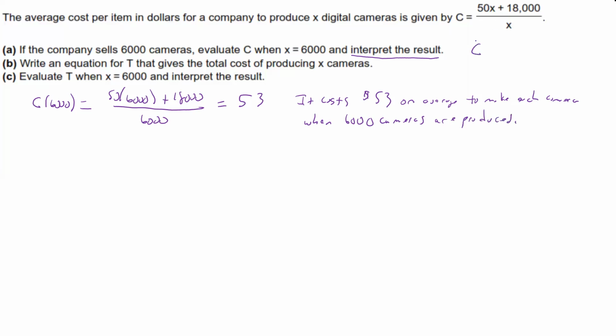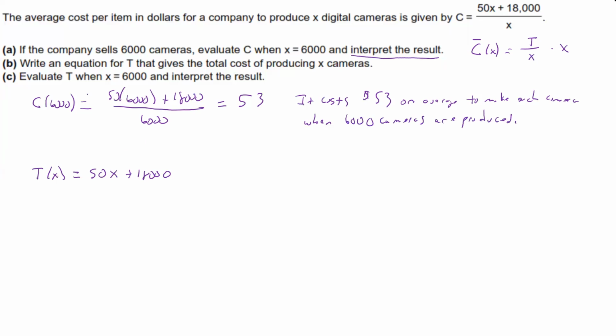Now remember, what is C bar? That's usually how we would write it. We call it C bar of X, and so that's basically your total divided by the number, so the total divided by your X. Okay, so that is going to help us on the next question, which says write an equation T that gives the total cost of producing X cameras. Well, if this is the average cost, if we multiply by X, that gives us the total cost. And so basically our T of X is just our top part, 50X plus 18,000.